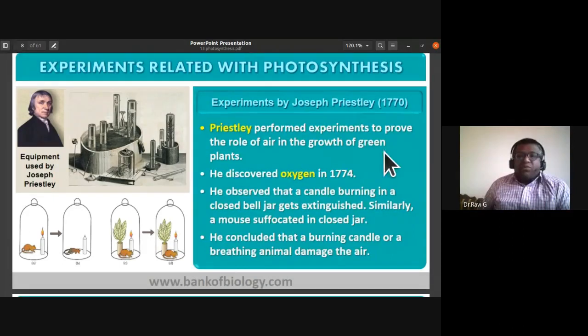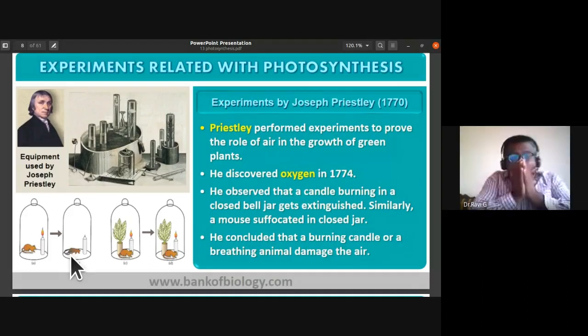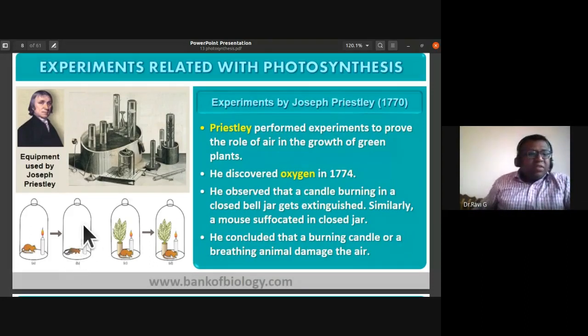Priestley performed experiments to prove the role of air in the growth of green plants. He discovered oxygen in 1774. He did the bell jar experiment. In the first experiment, the bell jar experiment, he had a lighted candle and a rat. After 1 hour or after a few hours, he noticed that the candle flame got exhausted as well as the rat died.